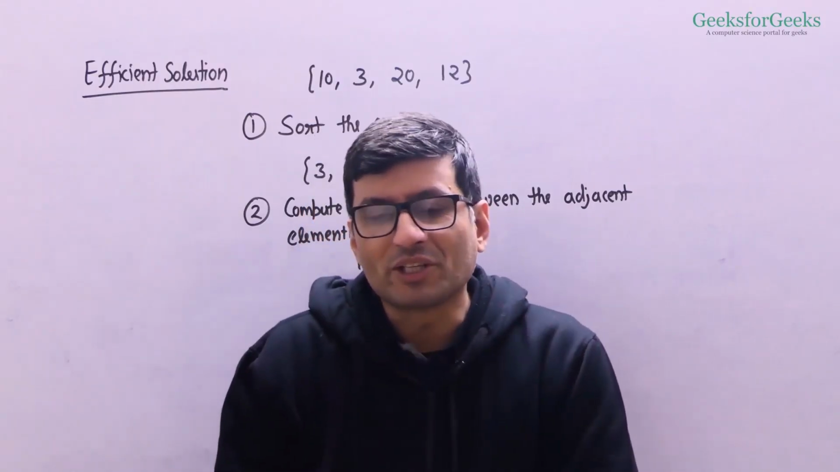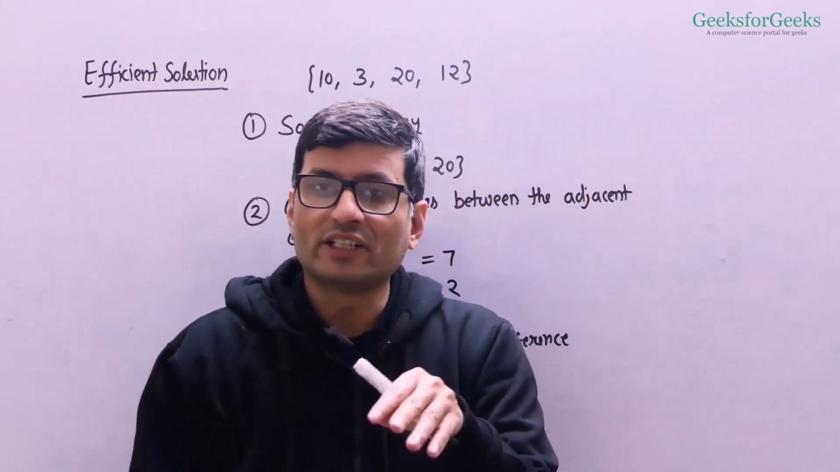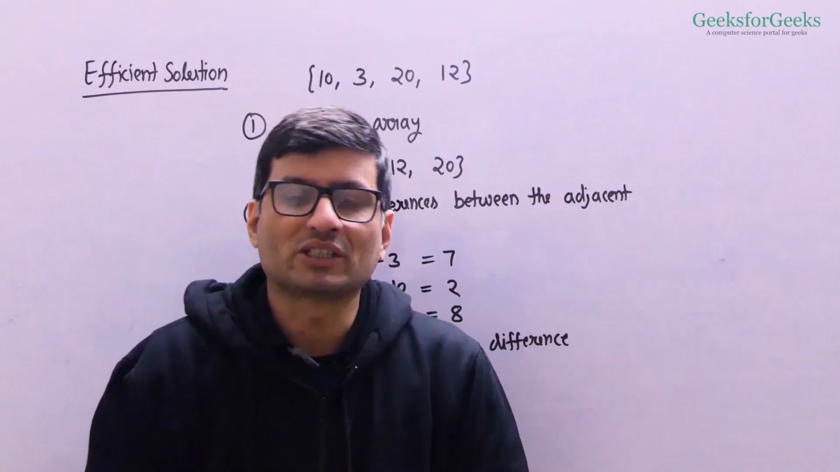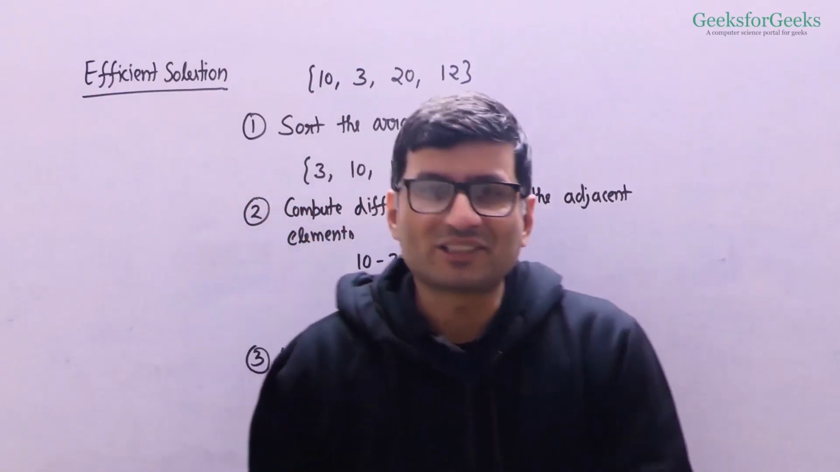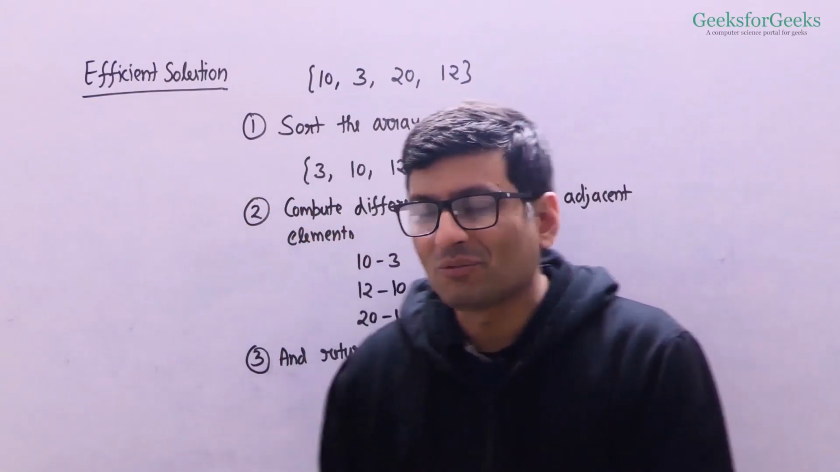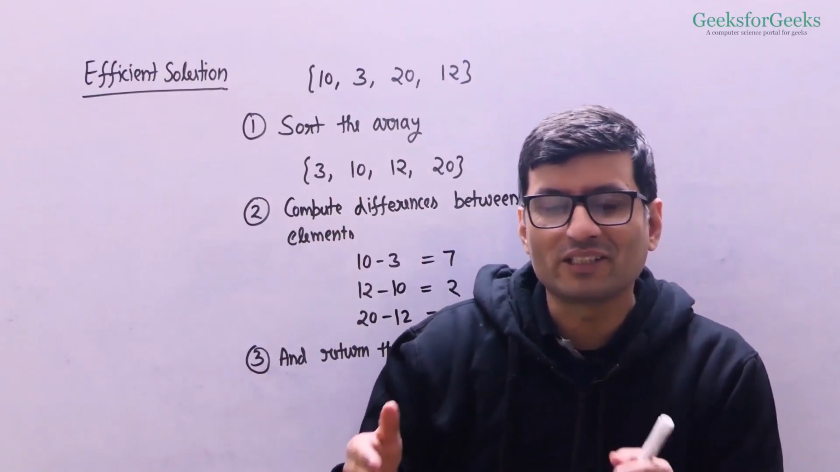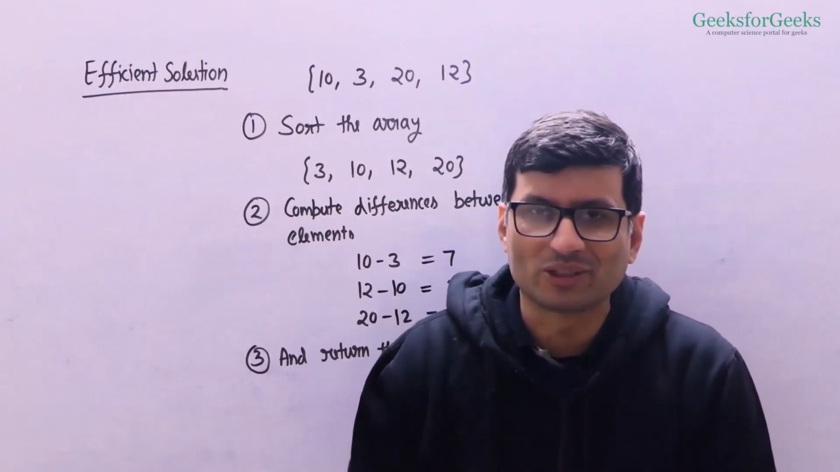Now please pause this video and try to think of a solution that rearranges the array in such a way that for every element we have the value wise closest element. The idea is simple. We are going to sort the array. Once you sort the array, then every element is going to be surrounded by its value wise closest elements.